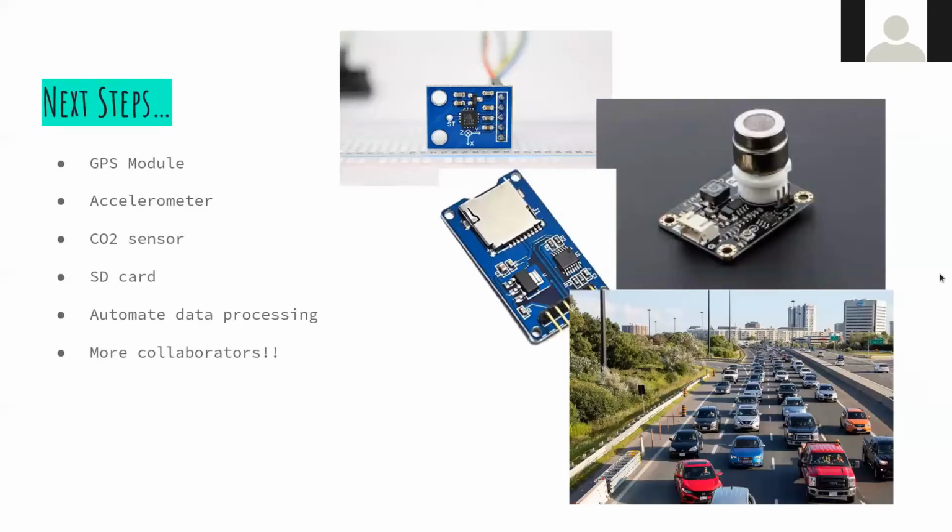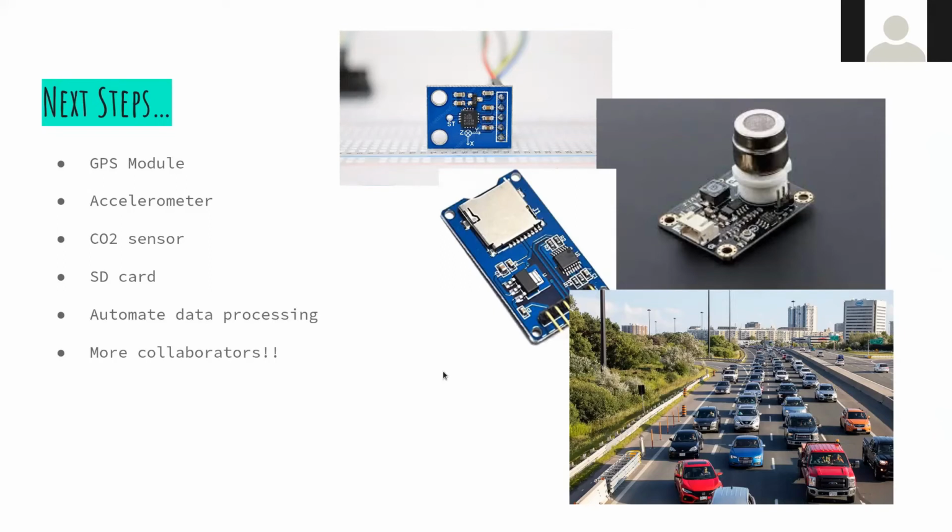So what are some next steps? What else can we do after this? Well, we'd like to add an accelerometer. I think that'd be cool. It'd be interesting to measure road quality in different parts of the city, just how bumpy the drive is. That'd be an interesting data point to collect. We were also thinking air quality would be interesting.